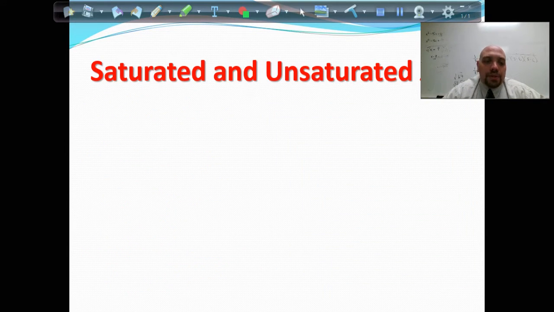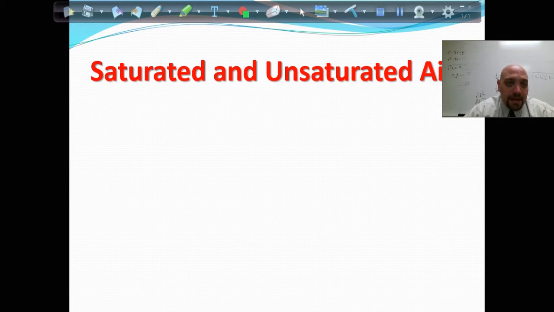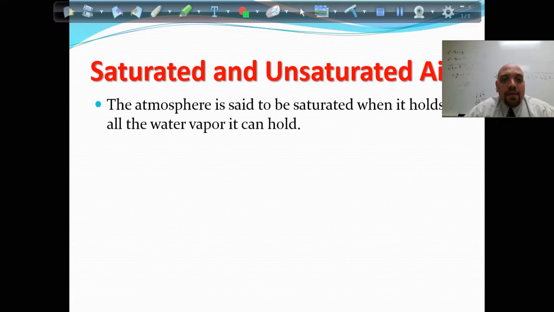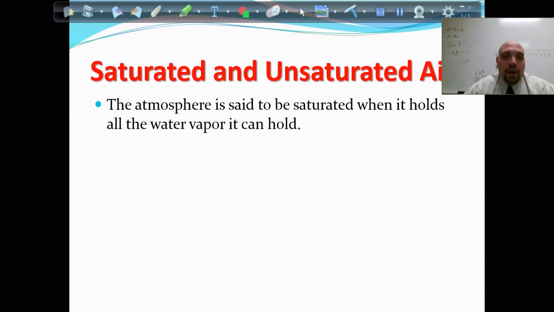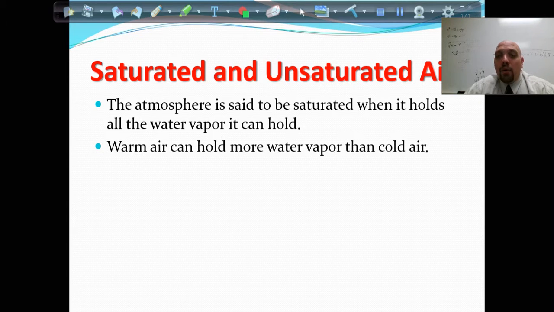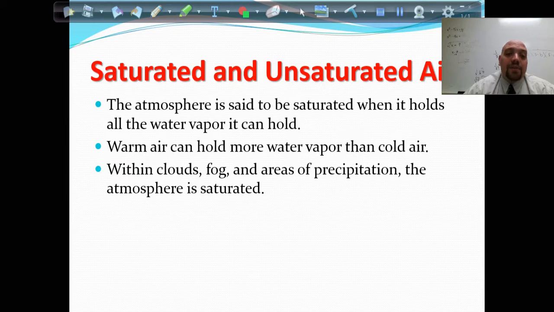All right, so let's talk about saturated and unsaturated air. This basically refers to that relative humidity concept. The atmosphere is said to be saturated when it holds all the water vapor it can hold. Warm air can hold more water vapor than cold air. Within clouds, fog, and areas of precipitation, the atmosphere is said to be saturated. So that relative humidity piece helps us determine how close to saturation we are.